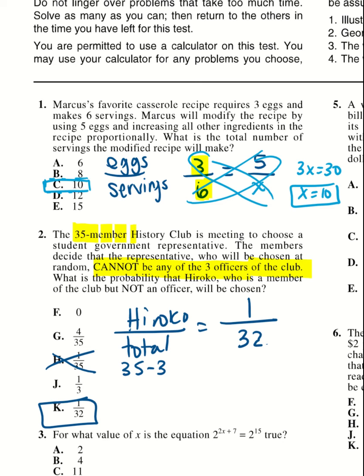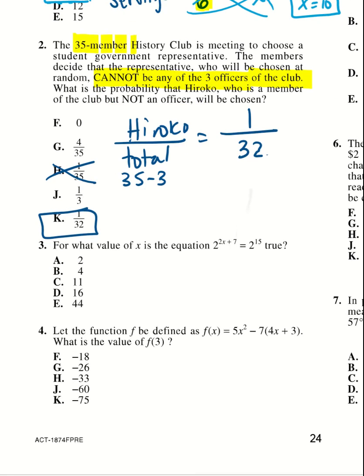It is interesting to note they did list 1 out of 35. And so they are aware that people maybe would read this too quickly and miss that information.